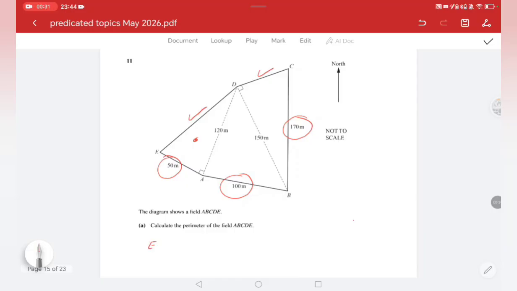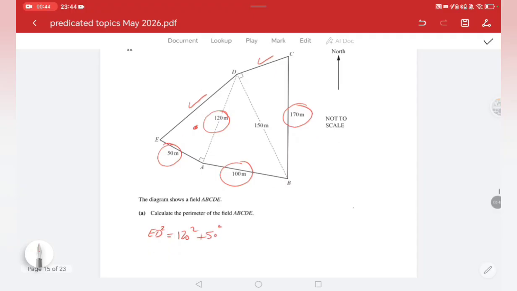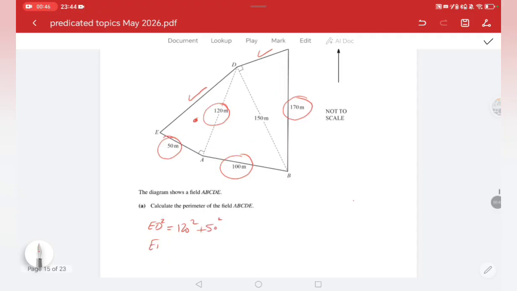So we can say that ED squared equals this side squared, 120 squared, plus 50 squared. So we will find that ED is the square root of these two numbers. So the answer will be 130 meters. So this one is 130 meters.